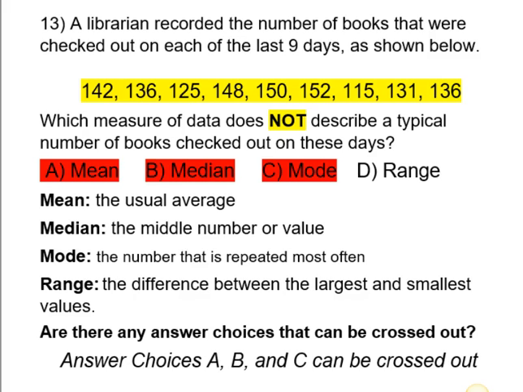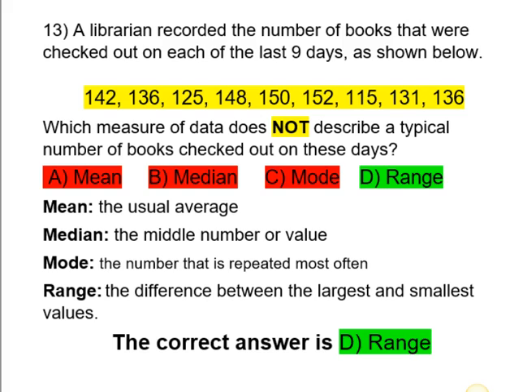So our answer choice, the measure of data that cannot be used, is D, range. Finding the difference between the largest number value and the smallest number value cannot really help us find or record the number of books that were checked out. It would be better to find the average, the middle value, or the number that appears the most often in that list of numbers. Let's move to question number 14.